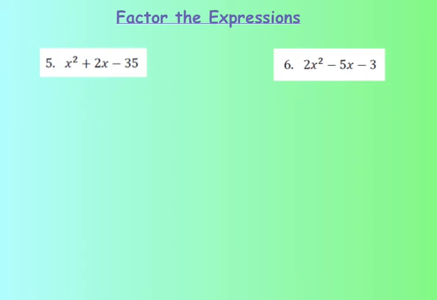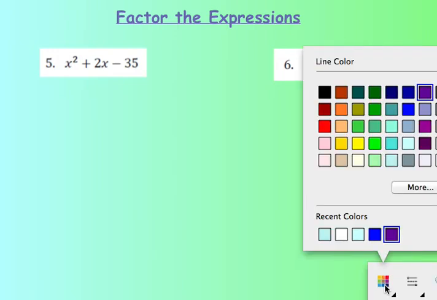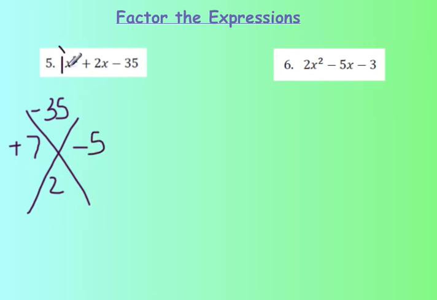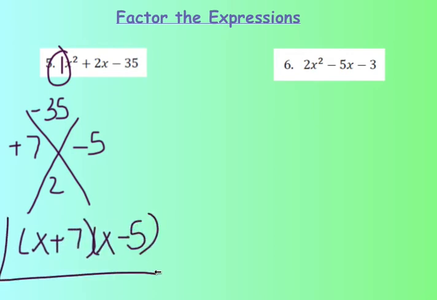Now, let's take a look at number 5. Number 5 is where we can use that quote-unquote easy way of factoring. I'm going to go ahead and set up my x. I'm multiplying to negative 35 and adding to 2. To do that, I need a positive and a negative factor. So I'm going to do a positive 7 and a negative 5. Since there's a 1 on the outside of that squared term, I can simply write it as (x plus 7)(x minus 5). And that is your completely factored form.